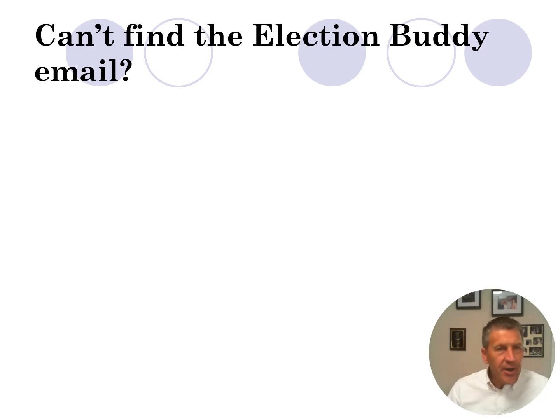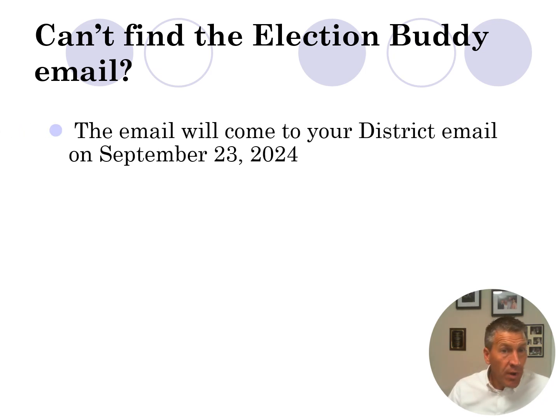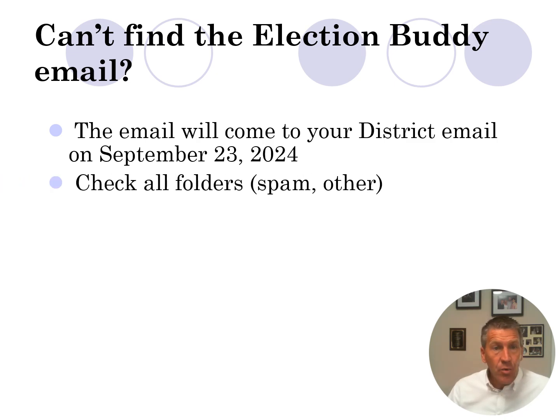So again, this year, people are going to vote electronically through email. You're going to be receiving an email from Election Buddy. And so we wanted to take this opportunity to talk a little bit about what to do if you think you didn't get the email. First of all, you're going to want to make sure you're checking your district email. That's where it's going to go. It's not going to your personal email. It is going to your district email.